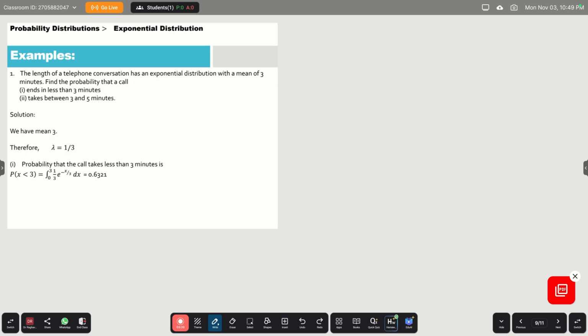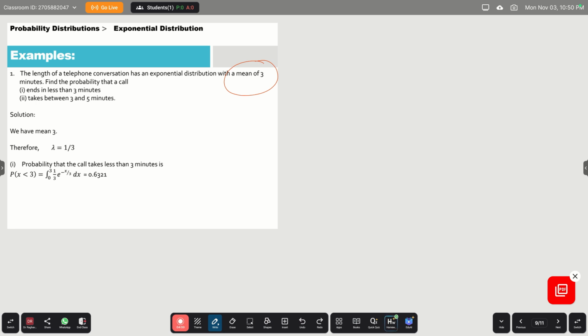Now let us take some problems to understand in what situations you can apply the exponential distribution. As I have already mentioned, the exponential distribution is often used to model the time elapsed between two successive events. Here is an example: the length of a telephone conversation has an exponential distribution with mean of 3. Find the probability that a call ends in less than 3 minutes, or takes between 3 and 5 minutes.